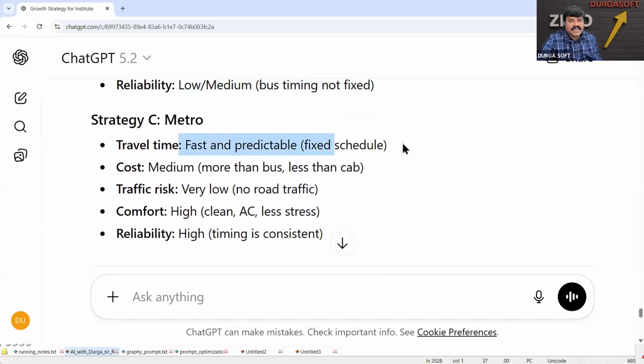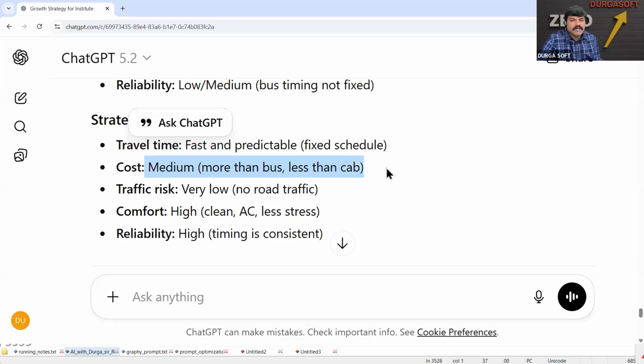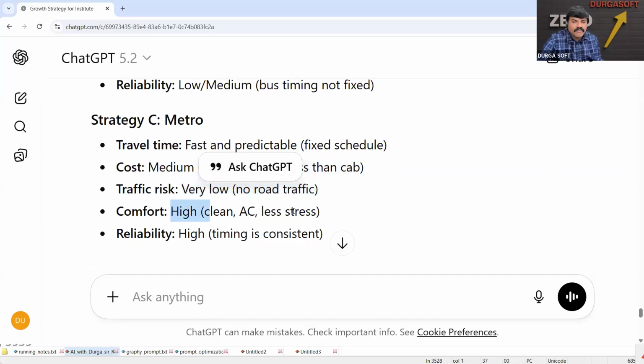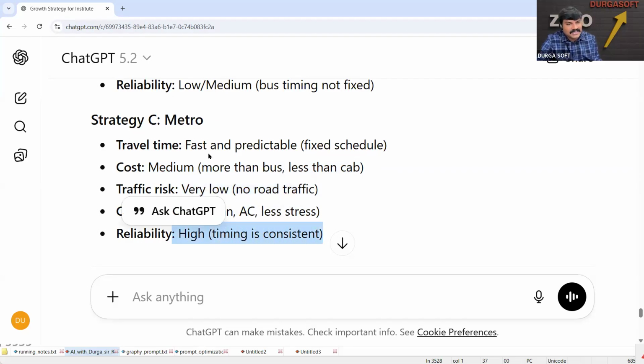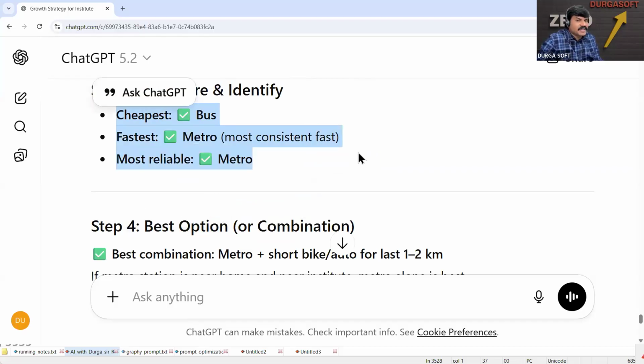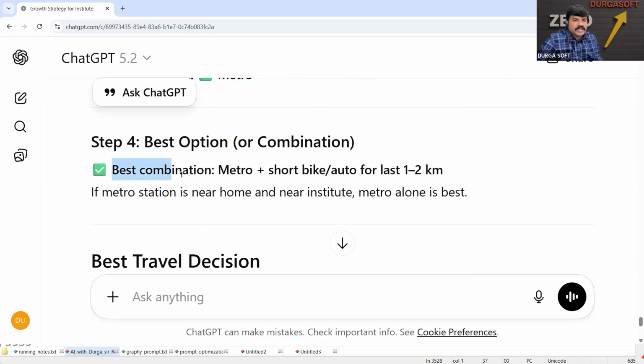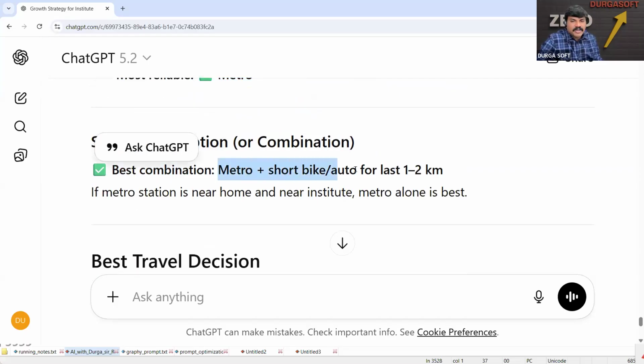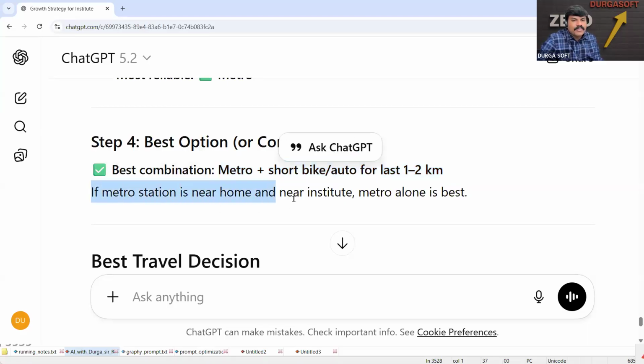Metro: travel time is fast and predictable, fixed schedule. Cost is medium, more than bus, less than cab. Traffic risk is very low, no traffic risk. Comfort is very high: clean, AC, less stress. Next, reliability is very high, timing is consistent. So compare: cheapest is bus, fastest is metro, most reliable is metro, because you asked with respect to these parameters, right? Now my best option, best combination: metro plus a short bike or auto for the last 1 to 2 kilometers. If the metro station is near home and near the institute, metro alone is the best.